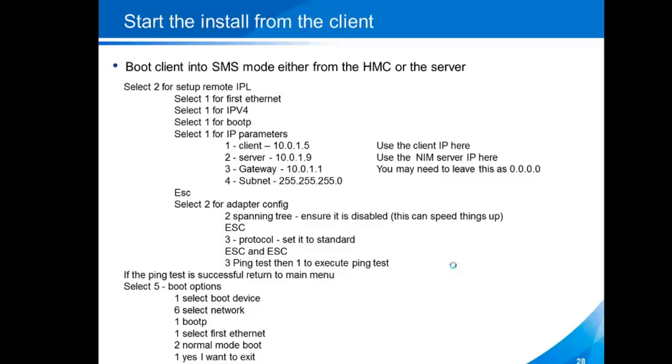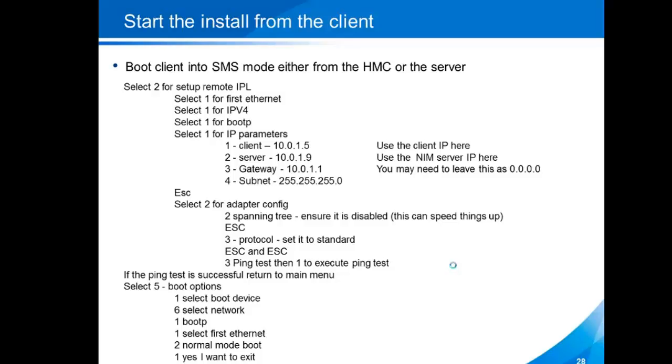You're going to select IP version 4 and BOOTP. Obviously before you do this, you want to make sure that your NIM server has BOOTP uncommented and that you refreshed inetd. And then you're going to select your IP parameters. The client is going to be this LPAR's IP address. The server is the NIM server. I normally leave the gateway alone unless I'm going across subnets.